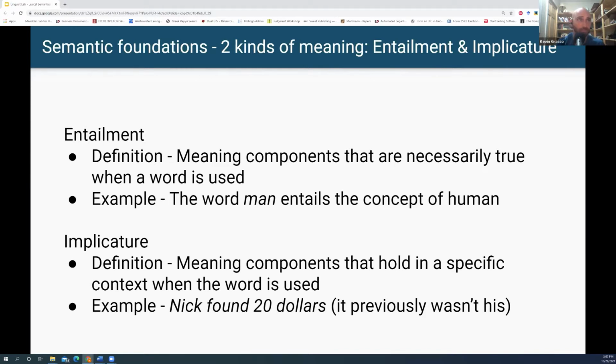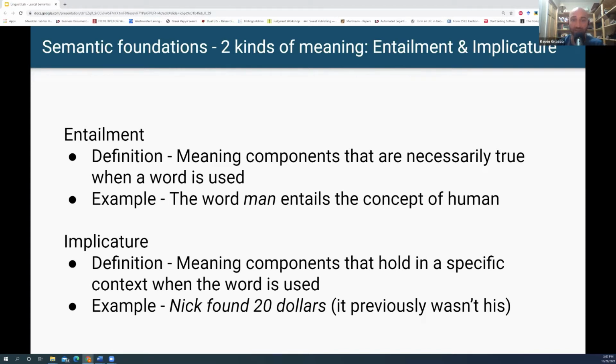So entailment has to do with, in semantics, what are called truth conditions. It just means what is true and false. So if you call someone a man, you say I'm a man, and that is true, then it is also necessarily true that I am a human. That's the idea.